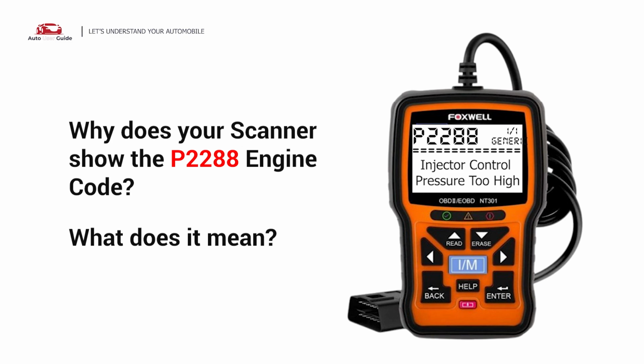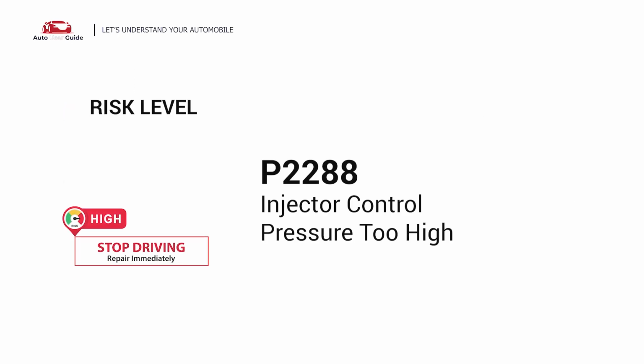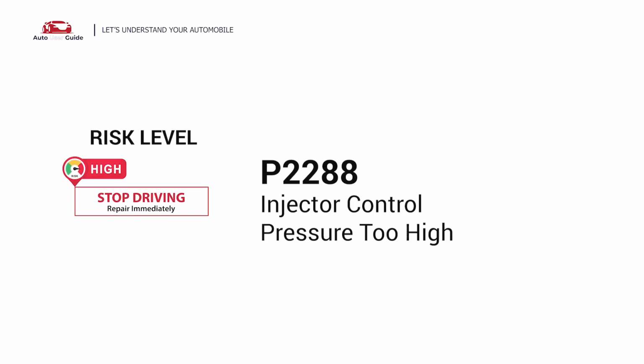Why does your scanner show the P2288 engine code? What does it mean? P2288 is a diagnostic trouble code for injector control pressure too high.